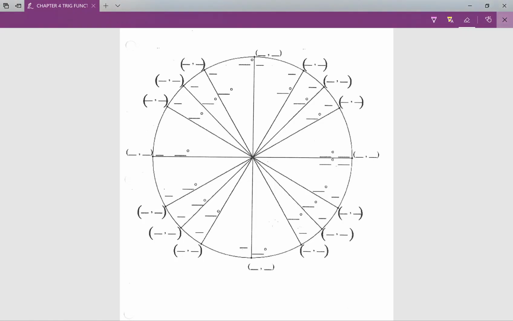So, what is the unit circle, and what does it have to do with trigonometry? And realistically, wasn't trigonometry about triangles? Well, I'm going to answer a couple of those questions.